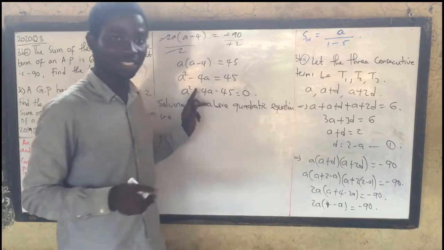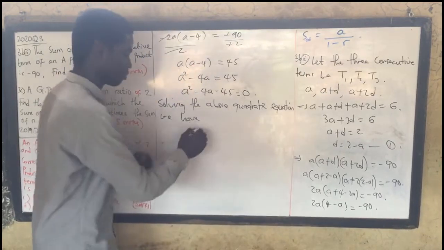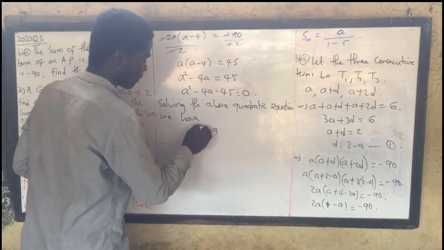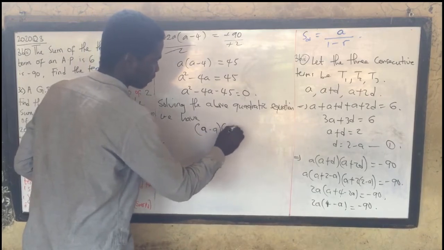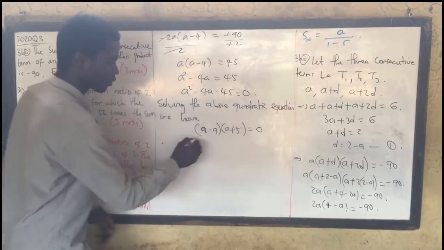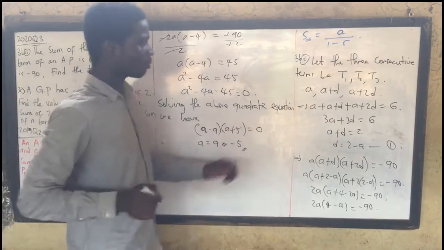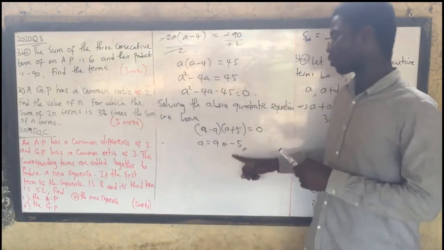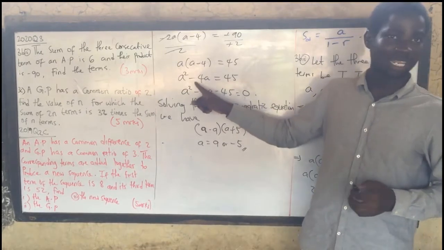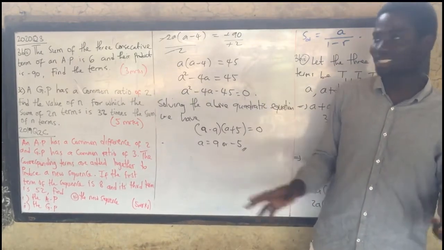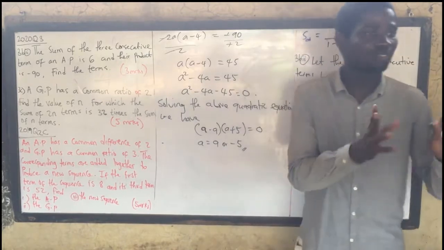But if you can solve quadratic equation, of course you can see that it can be factorized. This is A minus 9 and this is A plus 5 equals 0. You can see that. So A equals 9 or what? Minus 5. Somebody will be thinking that if I have assumed A to be 9 here, how will I get this minus 5? You see that it will be the same thing.